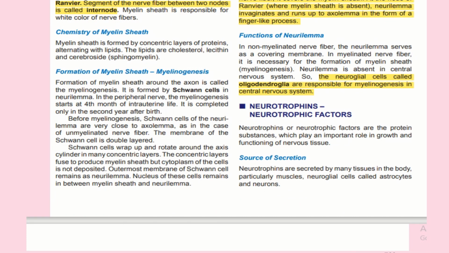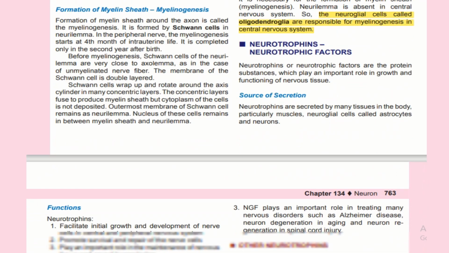The next part is neurotrophins or neurotrophic factors. Neurotrophins or neurotrophic factors are the protein substances which play an important role in growth and functioning of the nervous system. What are the sources of secretion of neurotrophins? They are secreted by many tissues in the body, particularly muscles, neuroglial cells called astrocytes, and neurons.